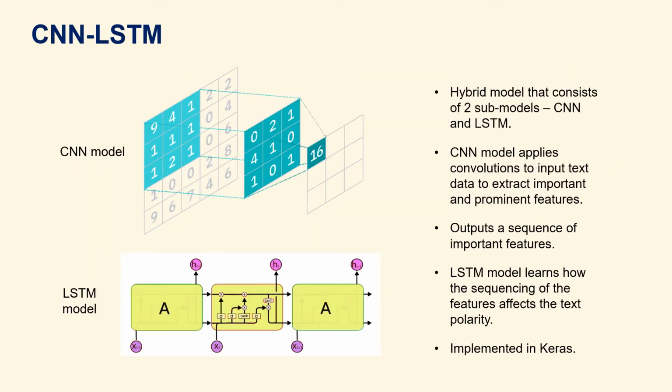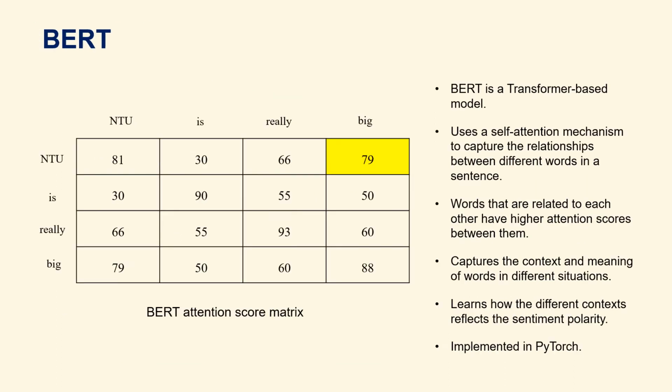Then, we have the sub-symbolic models. The first one is the CNN-LSTM. It is actually a hybrid model that consists of two models, the CNN and the LSTM. The CNN model will apply convolutions on the input text to extract the most important features that represent them. And the LSTM model will then learn how the sequencing of these features affects its polarity.